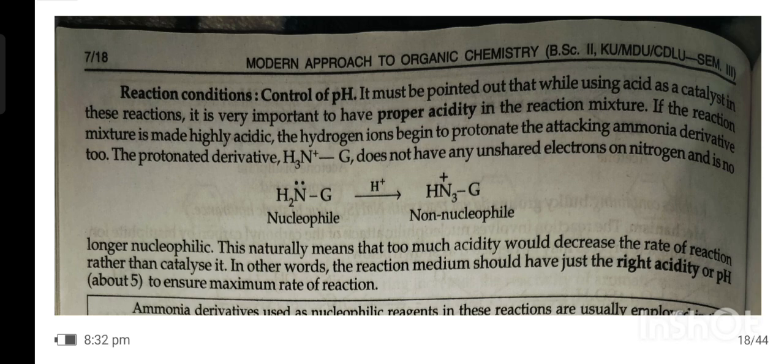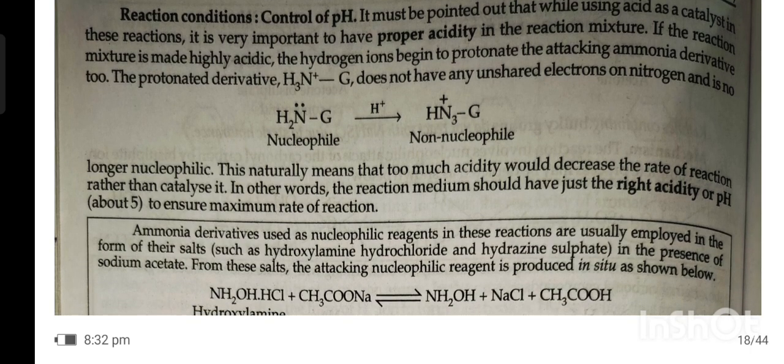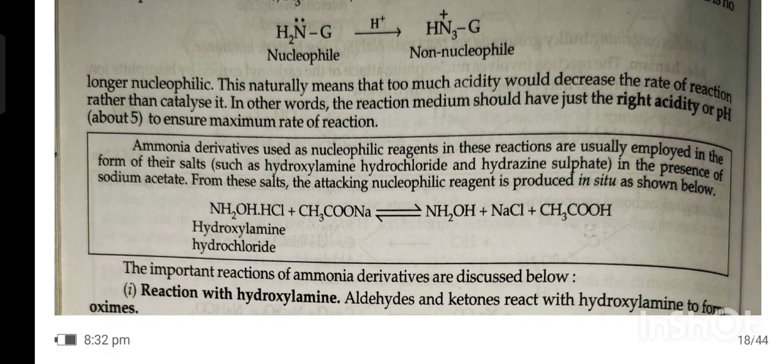If the reaction mixture is made highly acidic, the hydrogen ion begins to protonate the attacking ammonia derivative too. The protonated derivative, H3N+-G, does not have any unshared electron pair on nitrogen and is no longer a nucleophile. This naturally means that too much acidity would decrease the rate of reaction rather than catalyze it. In other words, the reaction medium should have just the right acidity or pH to ensure maximum rate of reaction.